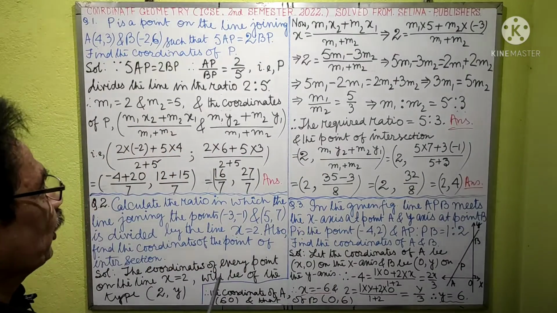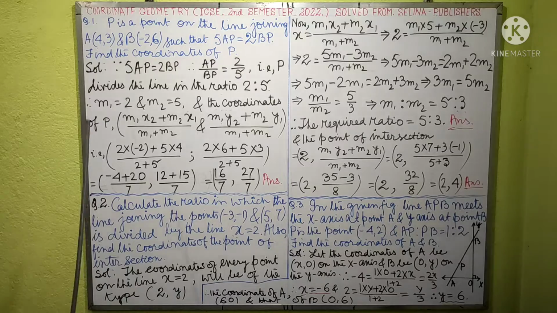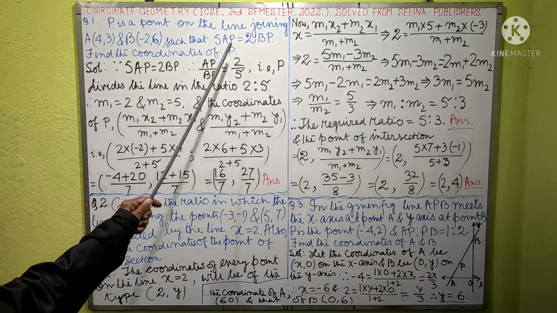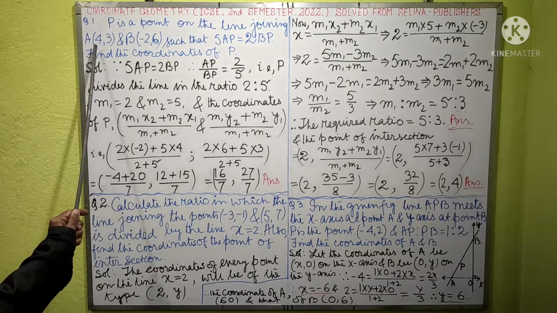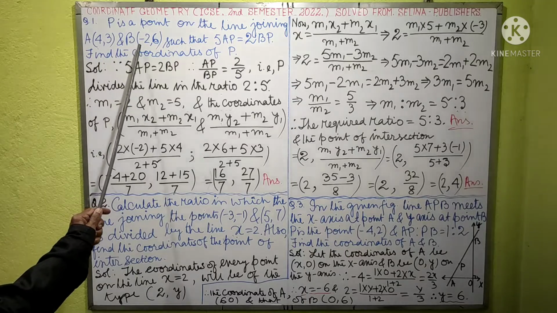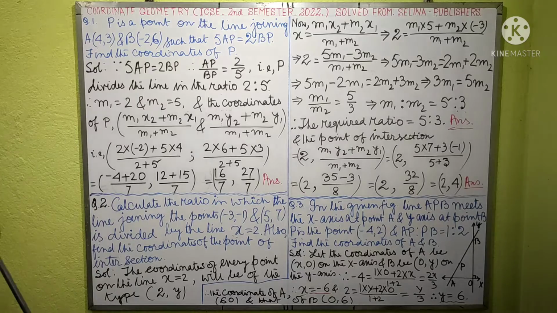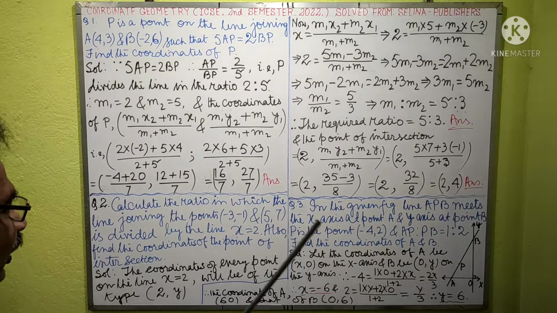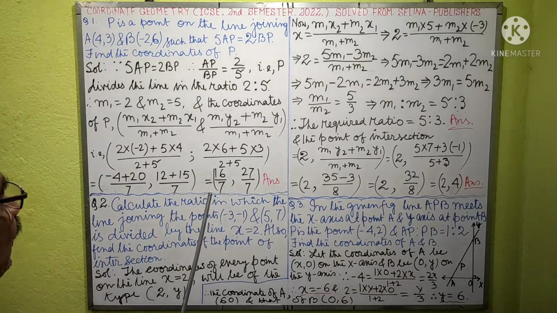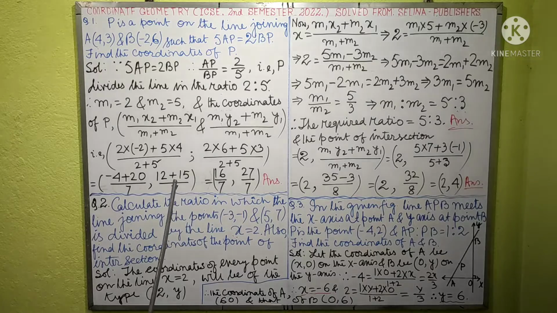The first problem today: P is a point on the line joining A (4, 3) and B (-2, 6) such that 5 AP equals twice BP. Find the coordinates of P. As the space is so little, I could not draw the figure. Anyway, you can easily draw the figure.